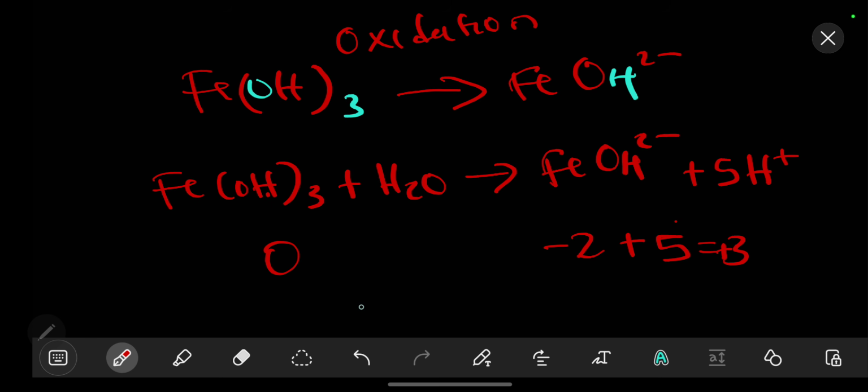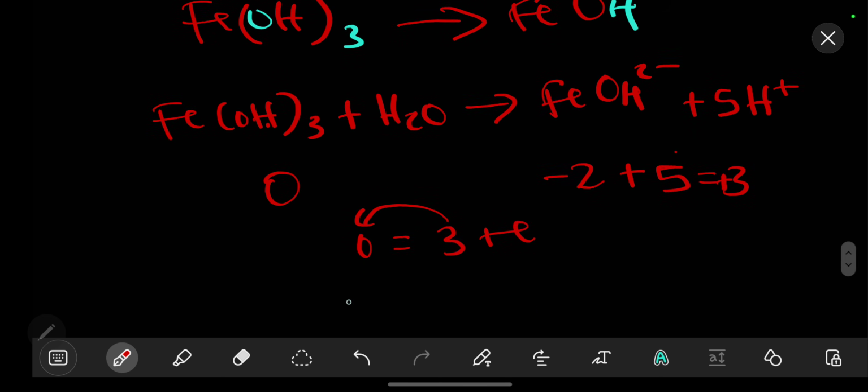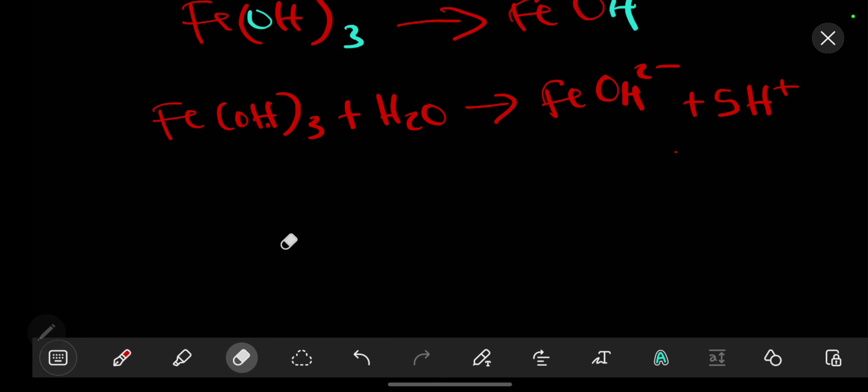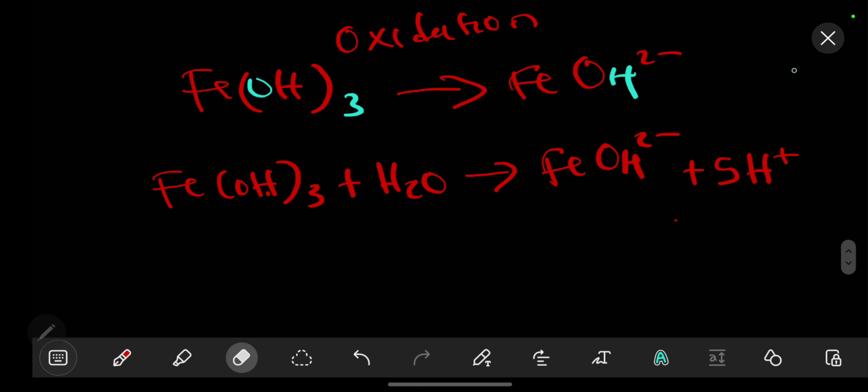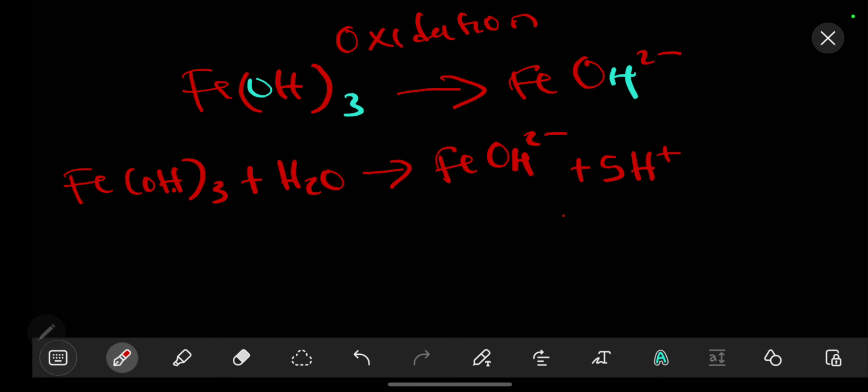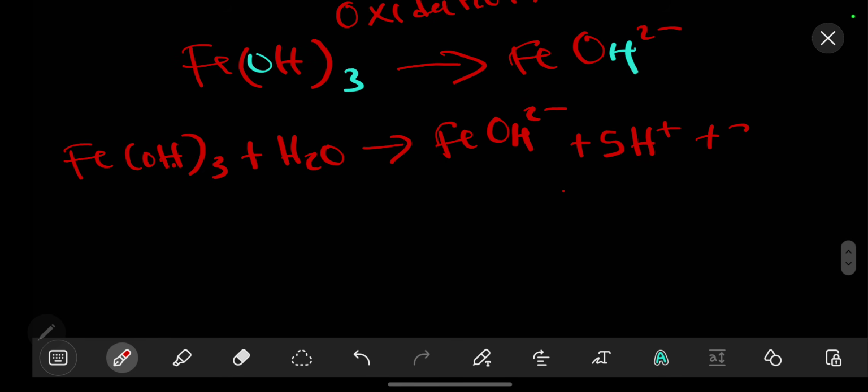The equation shall be 0 equals 3 plus the number of electrons. Take the 3 to the other side, it will be -3, giving you the electrons. Remember, these simple calculations should be done just on a separate marking answer sheet. So we need to add 3 electrons on this other side. So we add plus our 3 electrons like that.